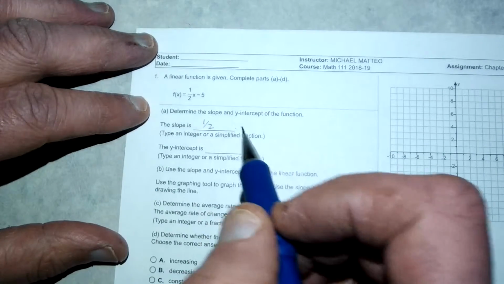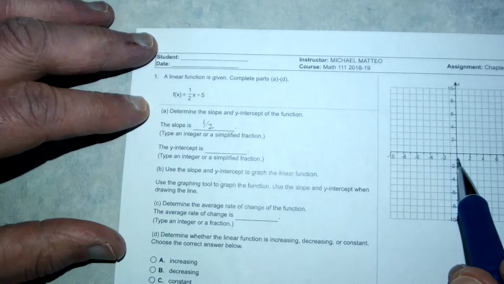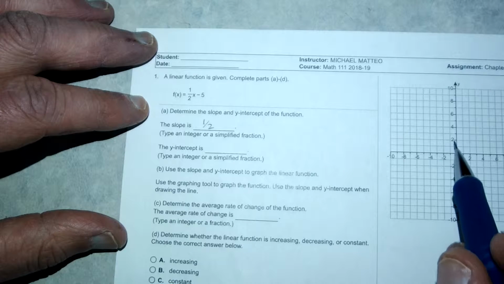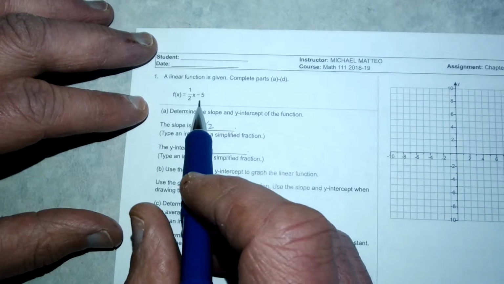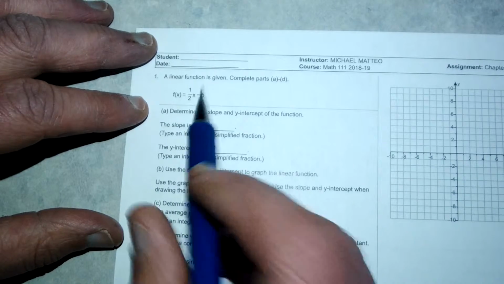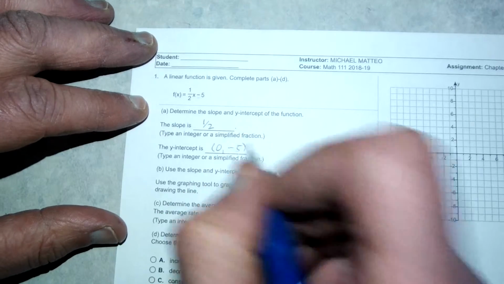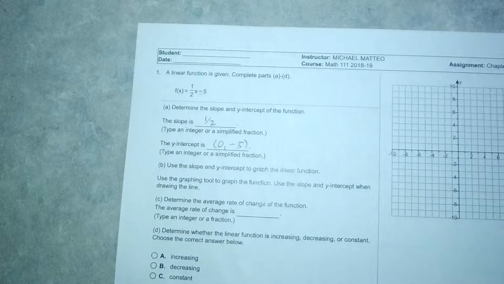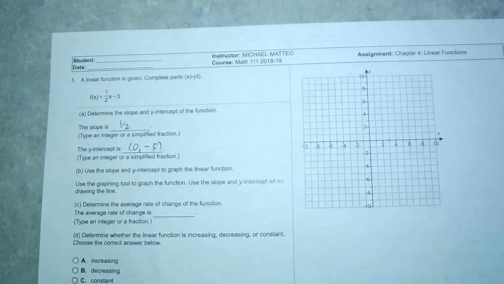And the y-intercept is the constant, because when x is 0 on a graph, we end up having a point on the y-axis. So when x is 0 here, we would have -5. So our y-intercept is (0, -5). Okay, it says use those two pieces of information to go ahead and do a graph here. So let's give this a try.